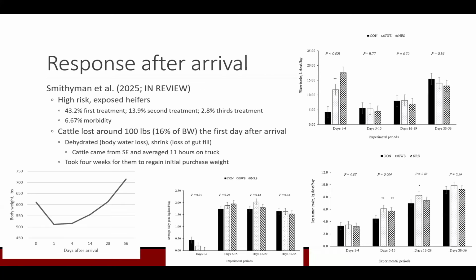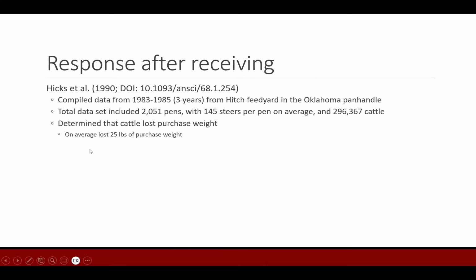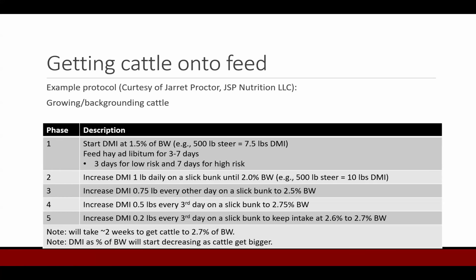So this example is extreme, but you can expect that even on short shipped cattle that are only on the truck for less than 8 hours, they'll still lose weight. Okay. All right. So we have these cattle, they're stressed, we're receiving them, we gave them long stem hay. Now let's start stepping them up onto the receiving diet and then ultimately the finishing diet. So this example is a protocol that my buddy Jarrett uses with his clients.